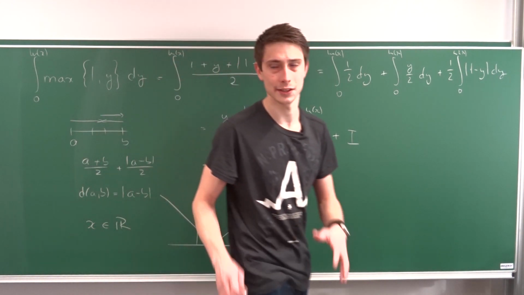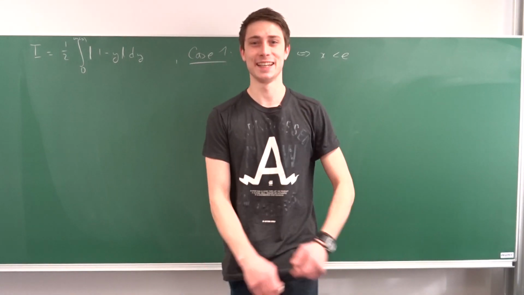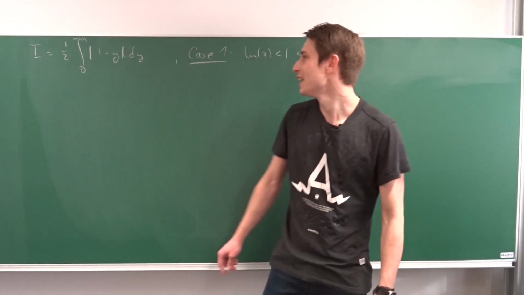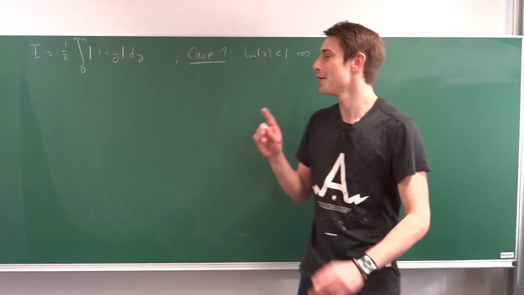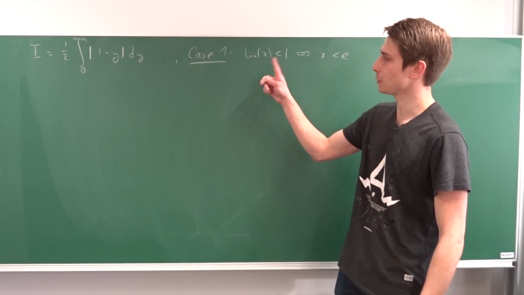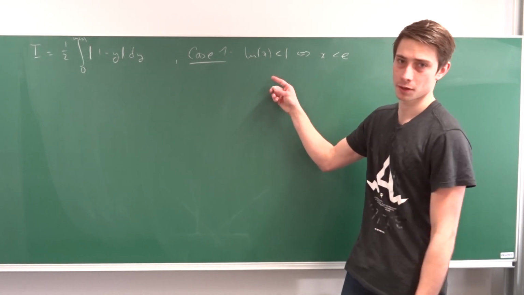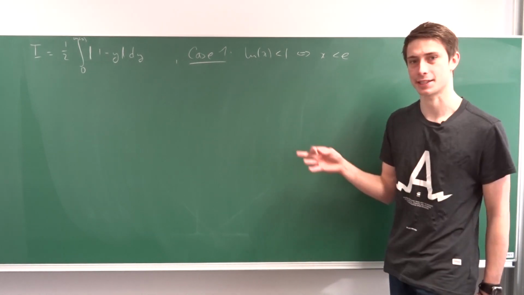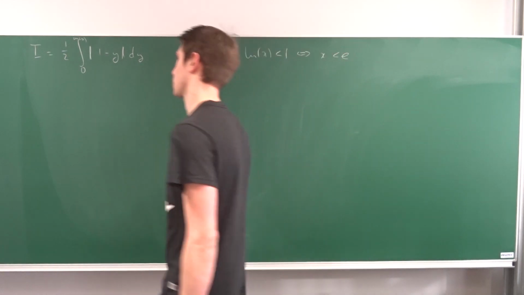That's the easier case. Okay, let's start off with the first case, when ln of x is less than 1, which means equivalently that x is less than e. Okay, that's the first case.